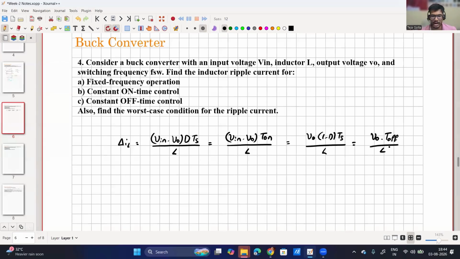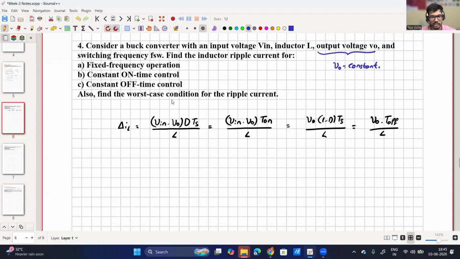Agree? So I'm writing in different ways because, given the problem, whether it is constant on time or constant off time, based on that I will see, so I have to write it in a different way. And let us assume they have not given, assume that V naught is constant, means we are trying to regulate it at a constant output. So V naught is constant, and in the case of fixed frequency, time period is also constant. So now I have to write everything in terms of V naught as well as V in, and then we will check.